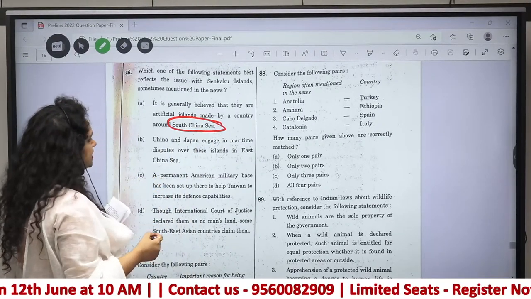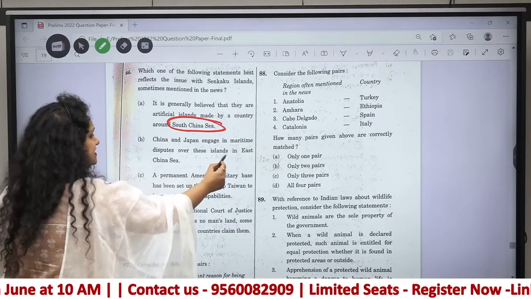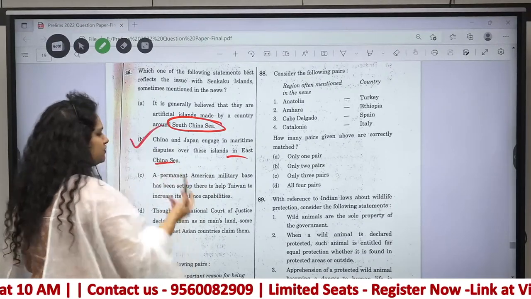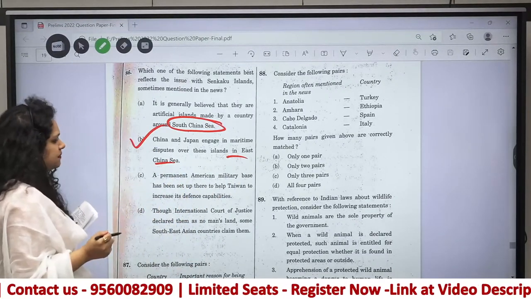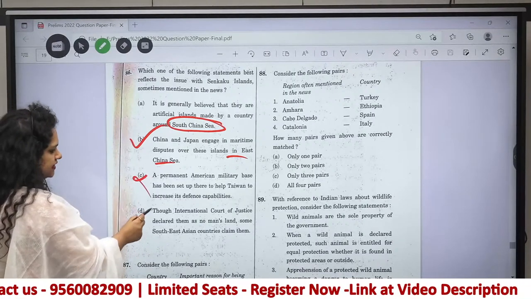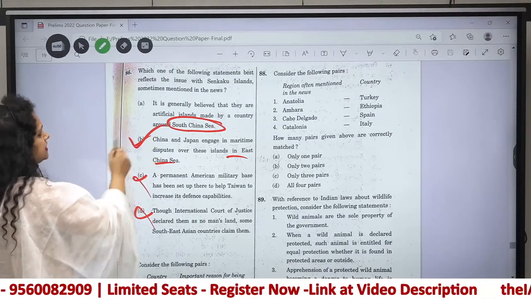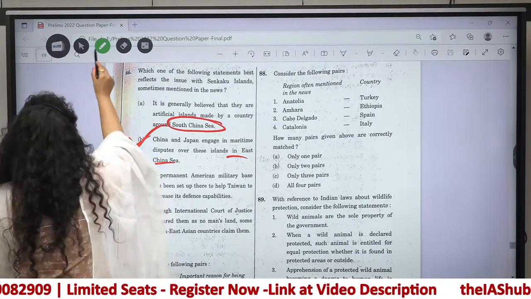China and Japan engage in maritime disputes over these in East China Sea. So see, if you already know this, then it becomes a cakewalk for you. It's an easy gainer here. The permanent American military base, no, it's not that, right? So the answer is B. So the answer for 86 is B.